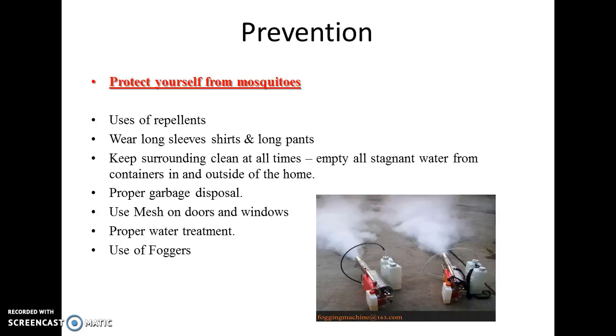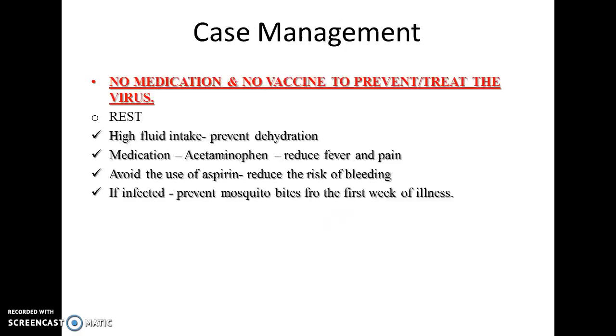Prevention: you protect yourself from the mosquitoes. You use repellents. You wear long sleeve shirts and long pants. You keep the surroundings clean at all times, and you empty out all stagnant water that would be in containers in and around your homes. We practice proper garbage disposal. You use mesh on windows and doors, proper water treatment, and the use of foggers. We actually use those in the Caribbean on a mass scale to control the spread of the virus.